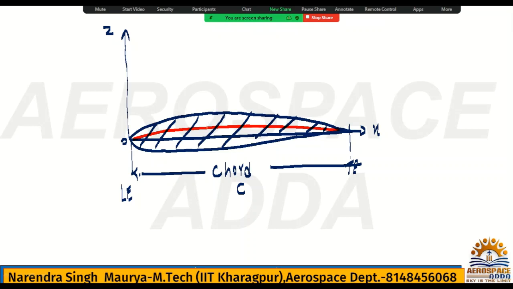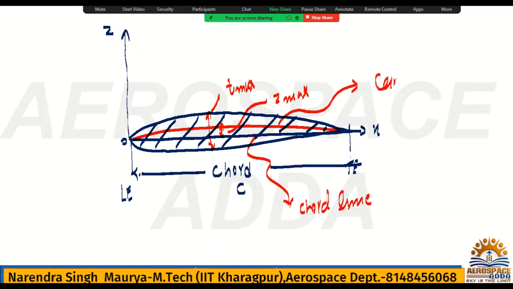So that maximum distance between the upper and lower surface is t max. And the maximum distance between the camber line and the chord line is called z max. So now we have both. This is the chord line, and this is the camber line. Is that clear to all?